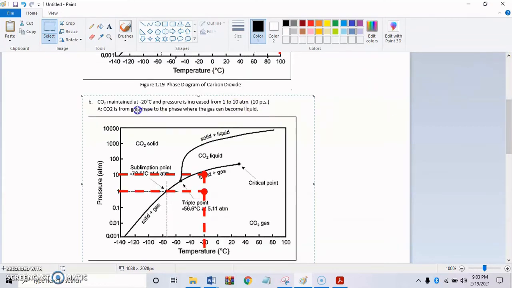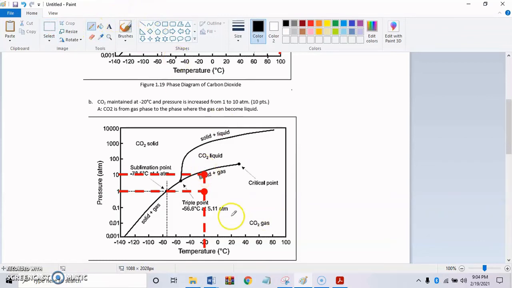Carbon dioxide maintained at negative 20 degrees Celsius, which is this one, is increased from 1 atm to 10 atm. What is the phase of the carbon dioxide? So again, negative 20 degrees Celsius is in here. If we draw a vertical line up, we can increase the pressure going from 0.001 up to 0.01, 0.1, up to 1 atm, and by adding additional pressure up to 10 atm.